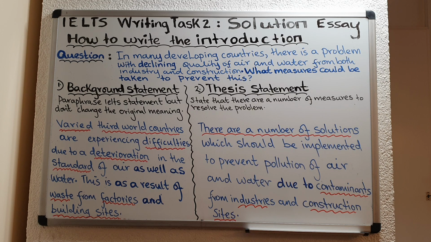So once you have written the phrase, there are a number of solutions which should be implemented, then after that you describe the problem, and that is to prevent pollution of air and water due to contaminants from industries and construction sites. Because remember, the question asked you what measures could be taken to prevent this. So there are a number of solutions which should be implemented to prevent what? To prevent pollution of air and water due to contaminants from industries and construction sites.